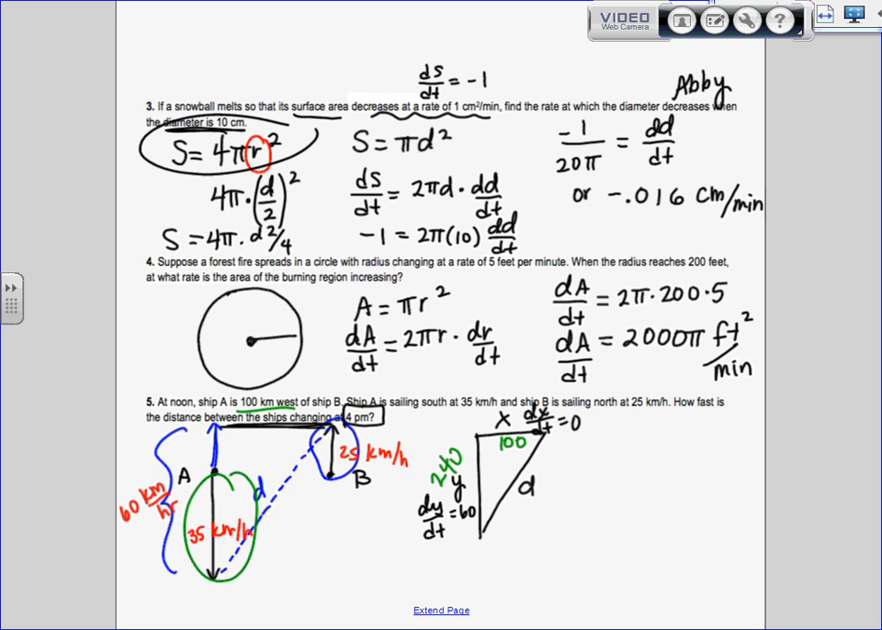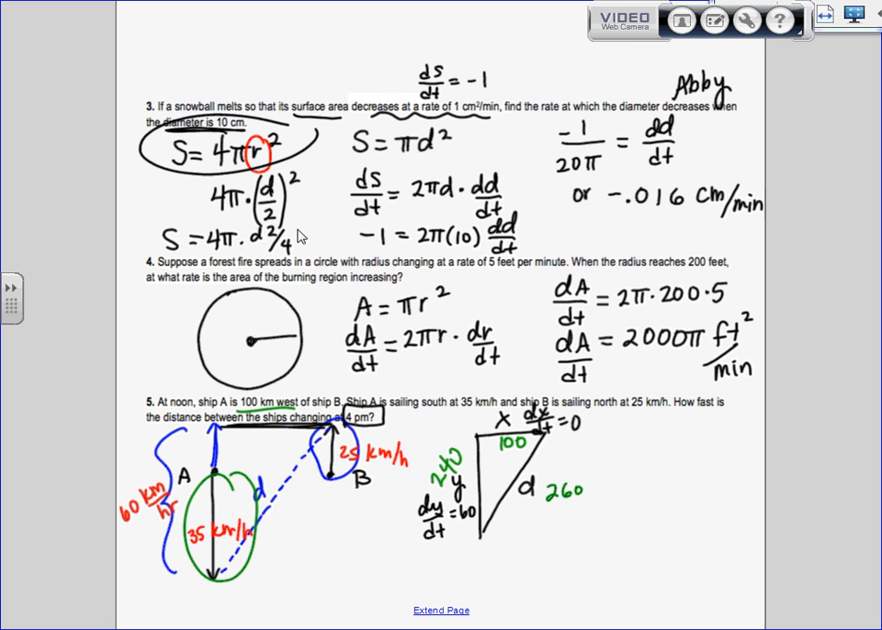So at that point in time, I can find how much the ships are separated. If I do the Pythagorean theorem, I get 260 there. But that's not what the question was saying. It wasn't saying, what is the distance between the two ships? It was saying, find the rate of change of the distance of the two ships.